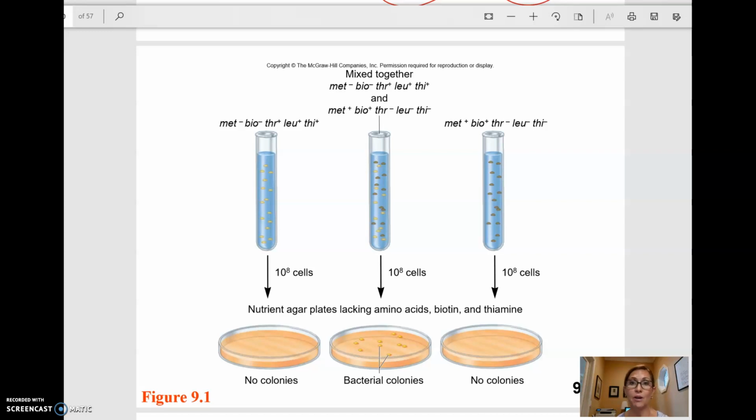Okay, now for the experiment. So what they did in this experiment was they took bacterial auxotroph strain 1 and bacterial auxotroph strain 2. Remember, strain 1 was deficient in the ability to make methionine and biotin on their own, but they could make threonine, leucine, and thiamine. The second strain could make methionine and biotin, but not threonine, leucine, and thiamine, okay?